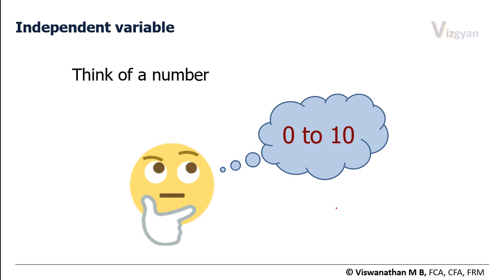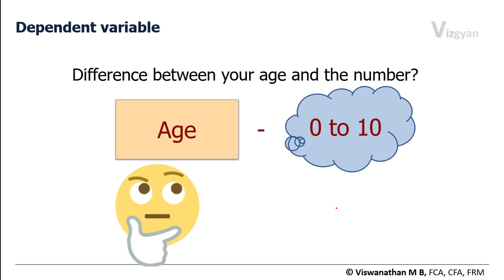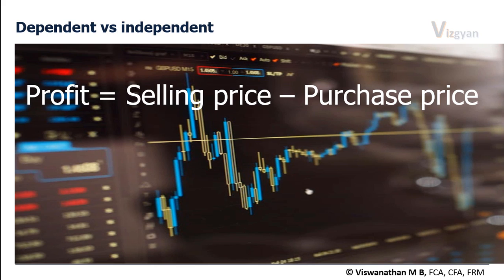If I asked you to think about a number between 0 to 10, you may choose any value that's between them. Now this is an example of an independent data. On the other hand, if I told you to tell me the difference between your age and the number you have thought, that's a dependent data, because this difference depends on your age and depends on the number you thought. Let's now talk about them in financial modeling. Where do we come across these terms?